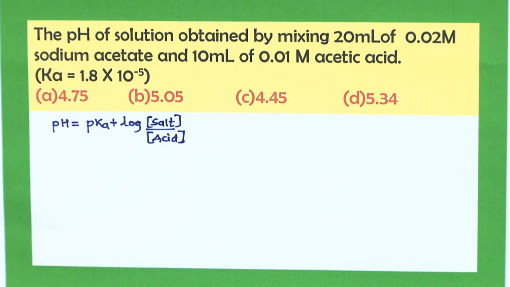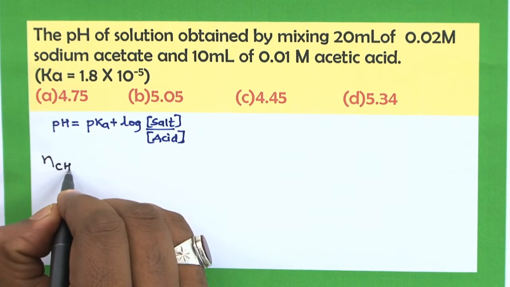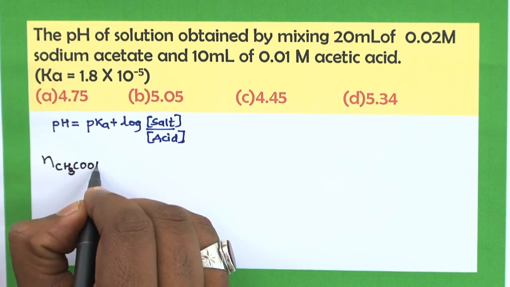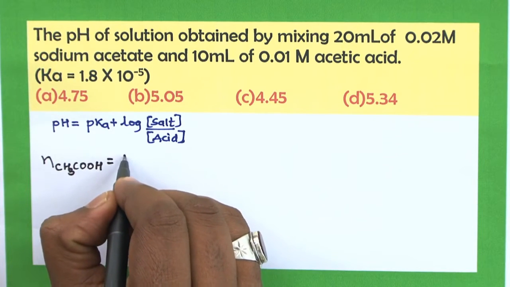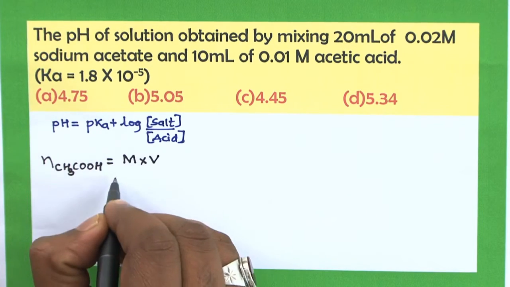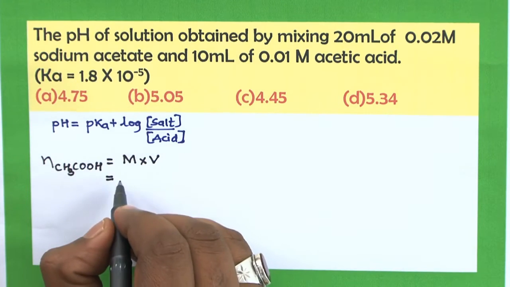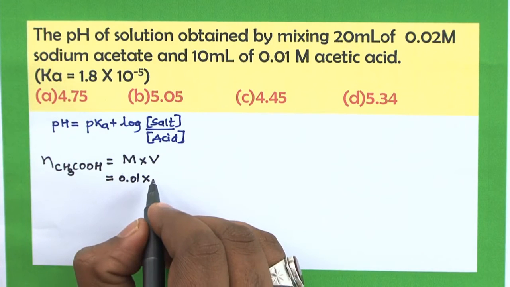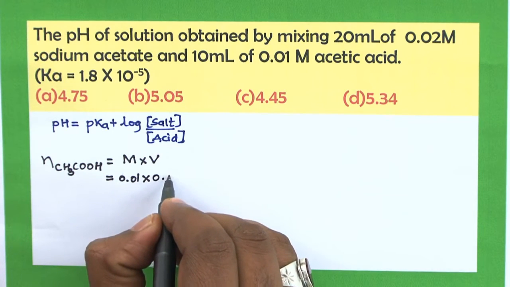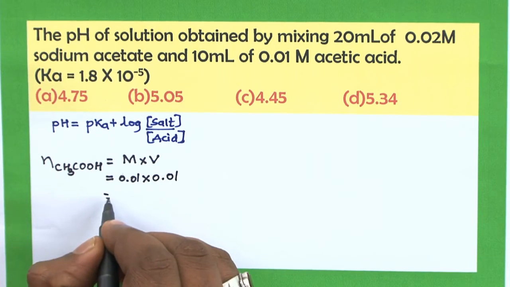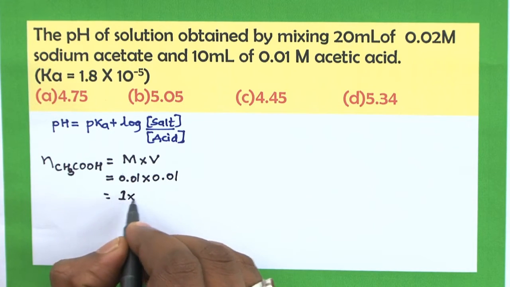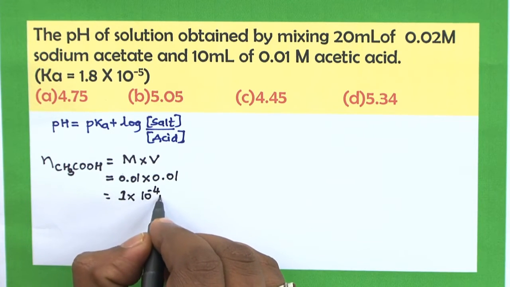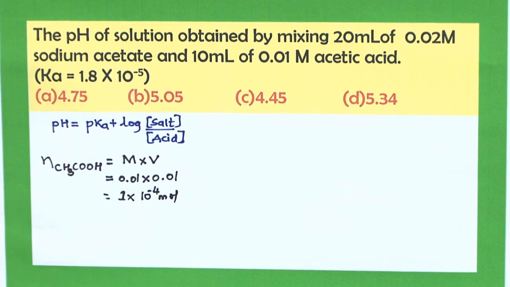Number of moles of acetic acid. Number of moles of acetic acid is equal to molarity into its volume. Molarity of acetic acid given is 0.01 into volume is 10 ml. 10 ml is nothing but 0.01 liter. That will be equal to 1 into 10 to the power minus 4 moles. So moles of acetic acid given is 10 to the power minus 4.